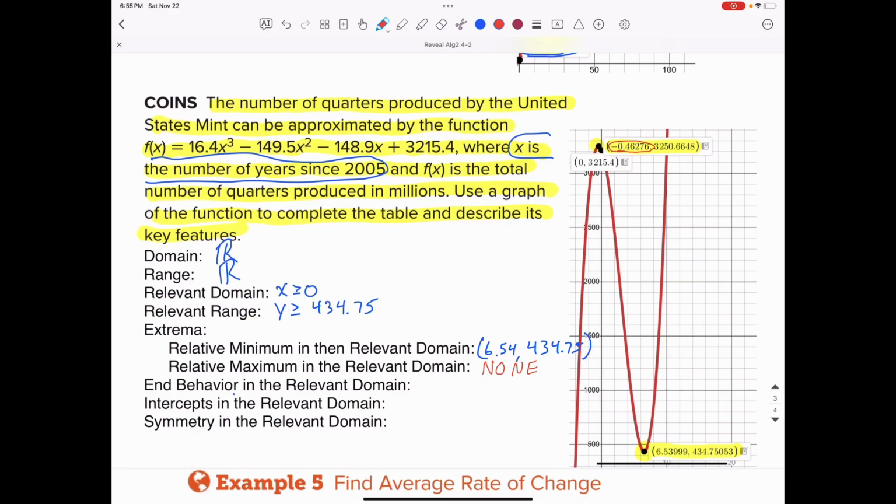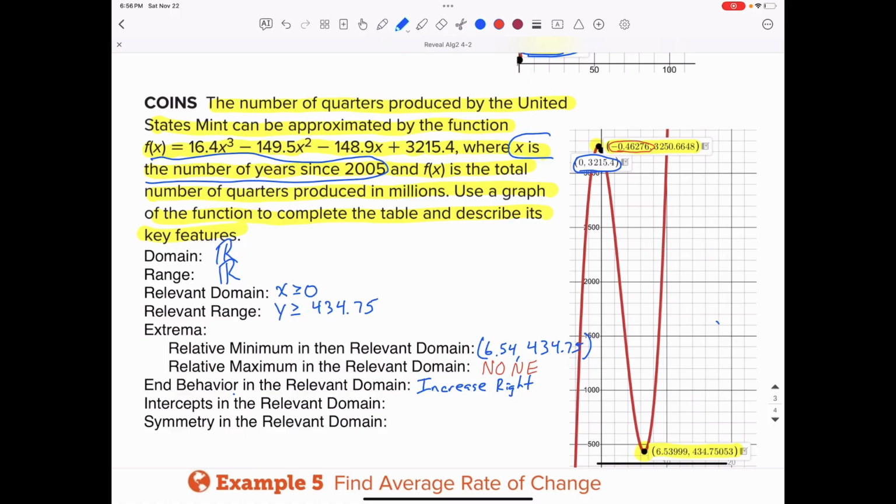In the relative domain, the end behavior does increase forever to the right, so it is going to increase right. But it isn't going to do anything to the left because we can't go farther than this 3,215.4 because that's where the graph starts. So it does not have any end behavior to the left.